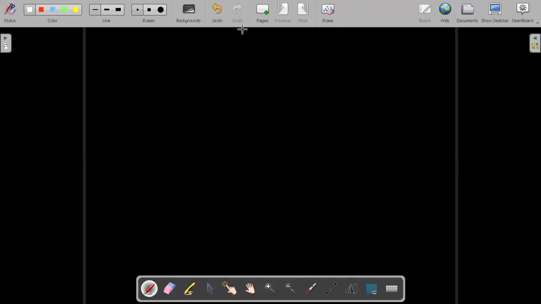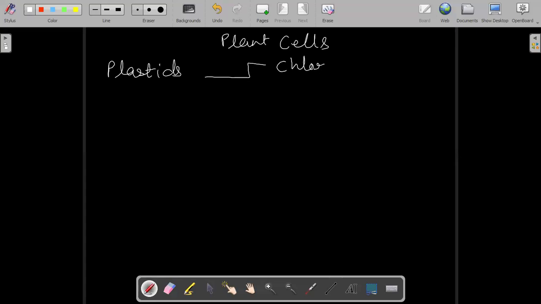Okay, let's continue. Today we'll discuss the plant cell in detail. In the plant cell, as you were told, there are three types of plastids. Plant cells have a special organelle called plastids, and these plastids are either chloroplasts, chromoplasts, or leucoplasts. So, to clarify: chloroplast, chromoplast, and leucoplast.